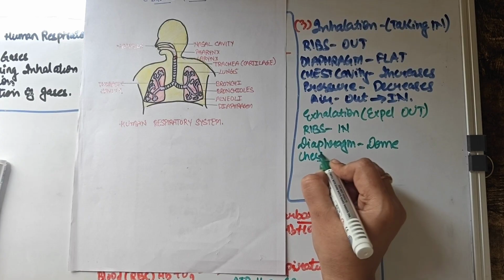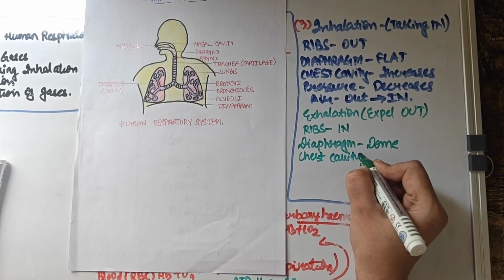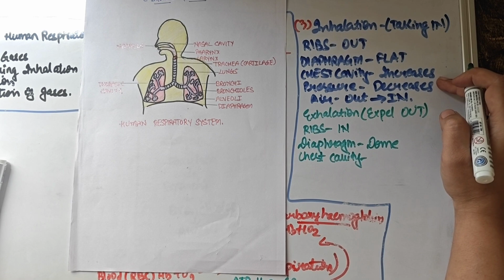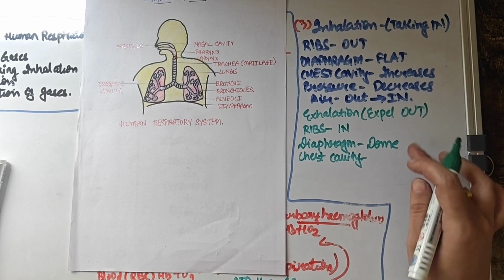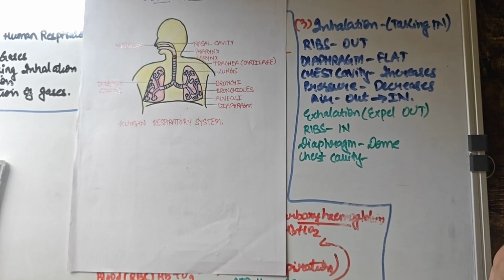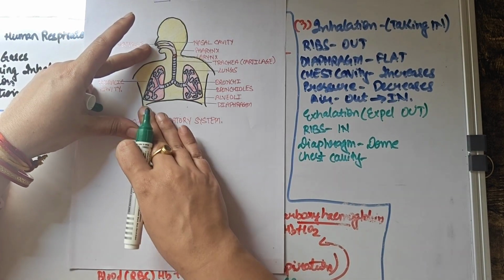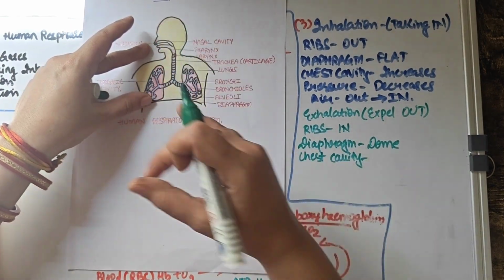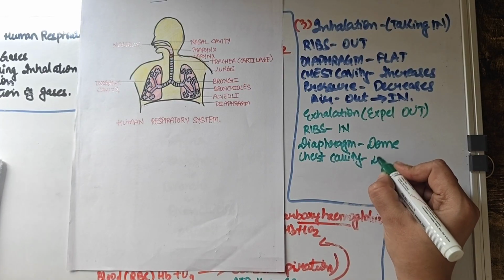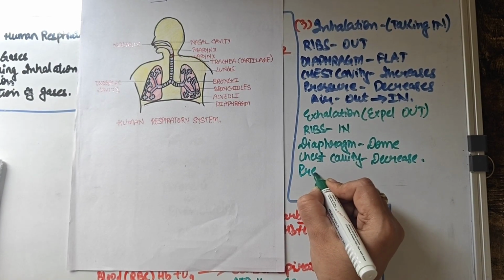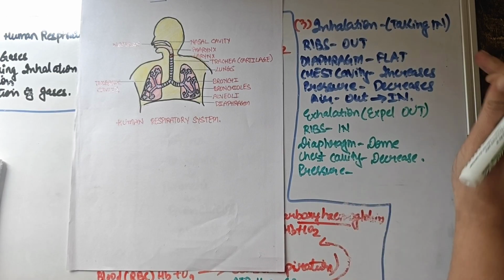The chest cavity. Now what is the opposite? What do you think? What will happen to the chest cavity? Here, since the diaphragm was becoming flat, the chest cavity was increasing in size. But since here the diaphragm is becoming back to its dome shape, what will happen? The chest cavity which was increased, now the diaphragm is back again, so it would decrease in size, right? So the chest cavity would decrease in size. What about the air pressure again? So exactly the opposite. Here it was decreasing.